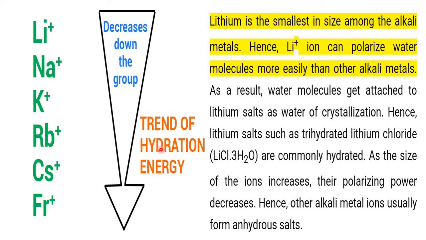Now see here, the trend of hydration enthalpy is decreasing from top to bottom. That's why he shows the downward arrow mark. It decreases down the group. That means in alkali metals, which one has the highest hydration enthalpy? It is lithium. It is because when the size is small, it can polarize the water molecule. When it can polarize the water molecule, water can easily attach to the structure of the small cation. Therefore, it will have higher hydration enthalpy. So, smaller the size, more is the polarization, more is the attachment. Then dissolution is more.